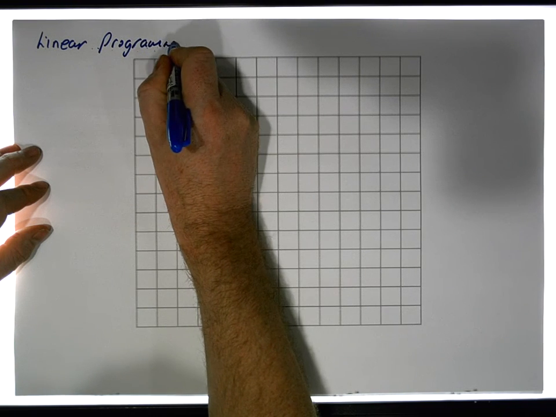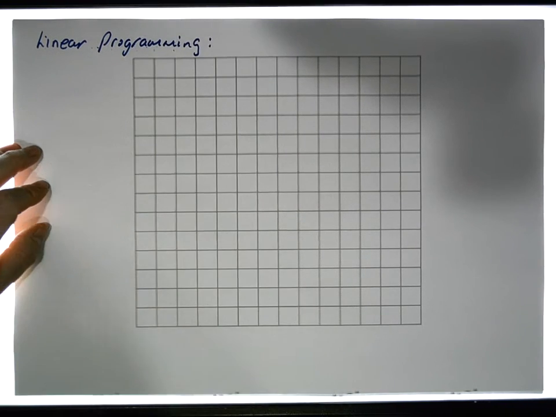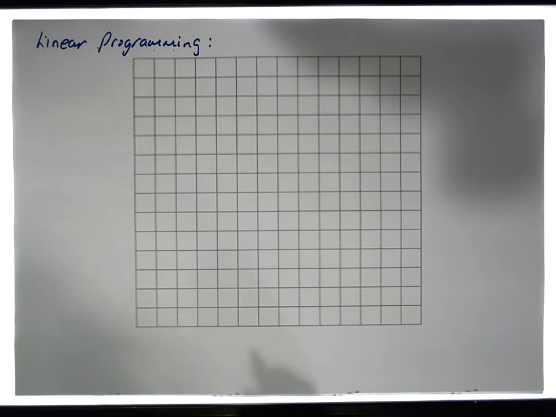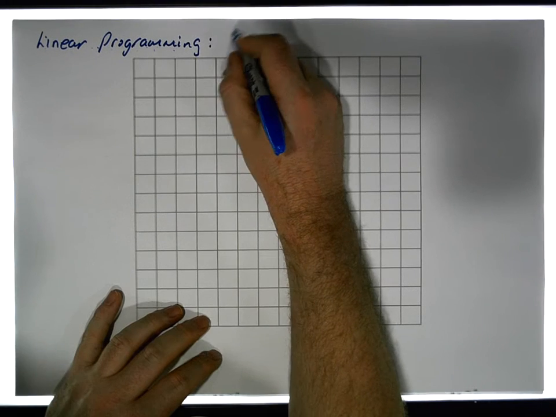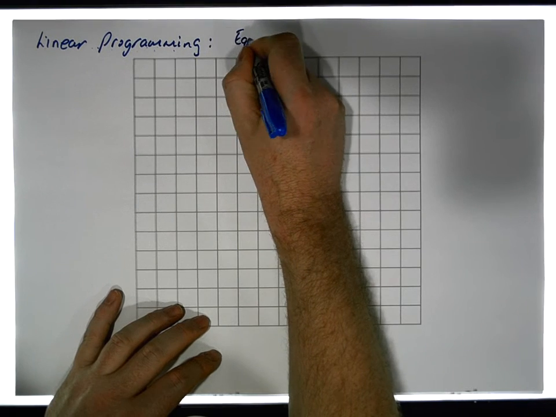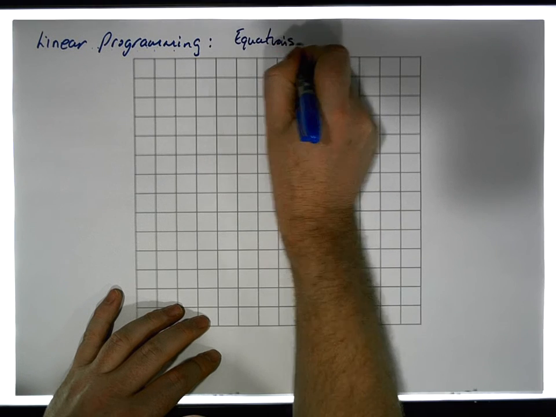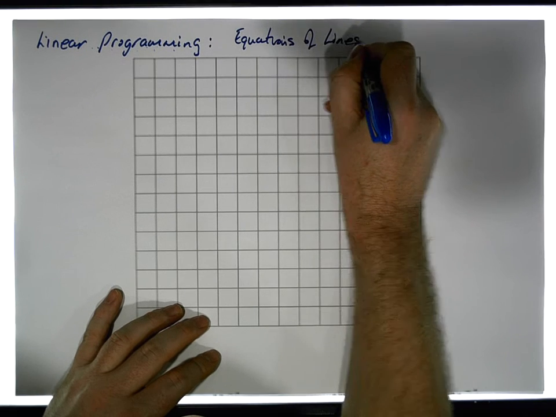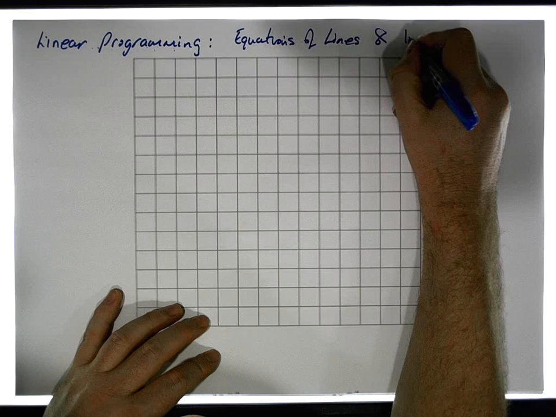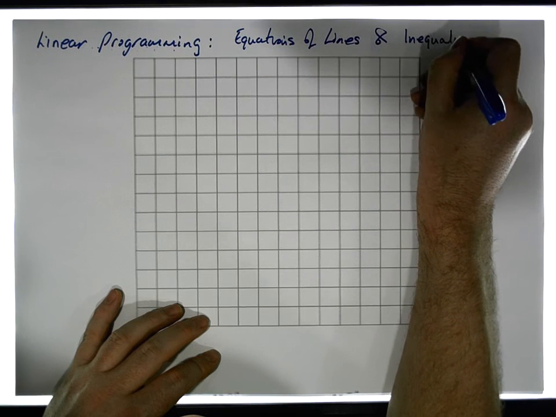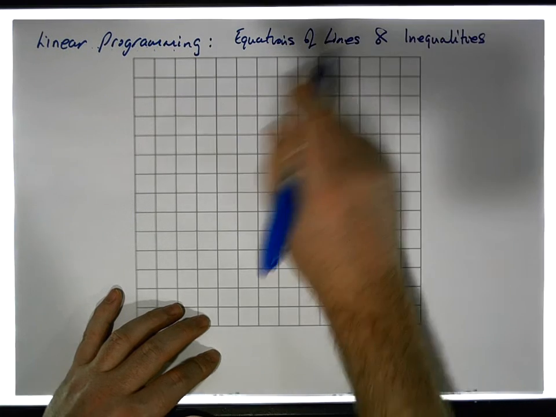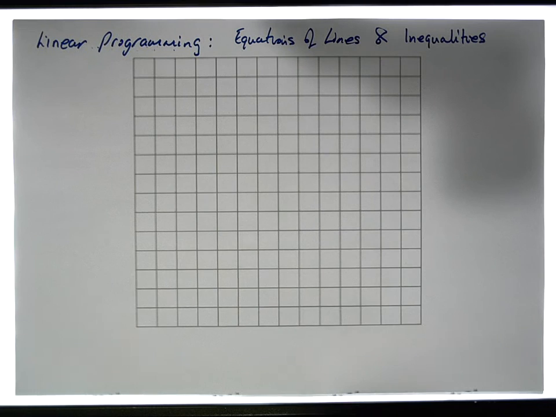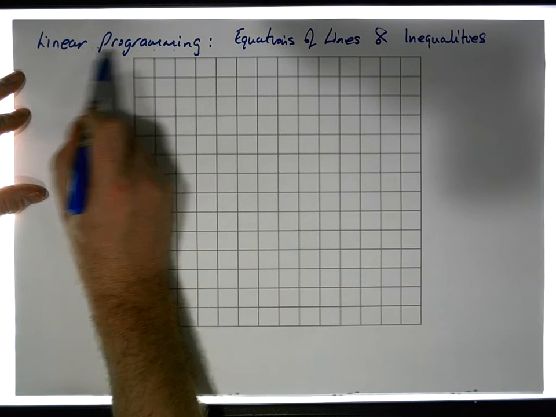Well, what we're going to do is concentrate on lines and inequalities. So let's concentrate on equations of lines, and in particular inequalities and what they represent. These are probably the most important things when it comes to dealing with linear programming problems.